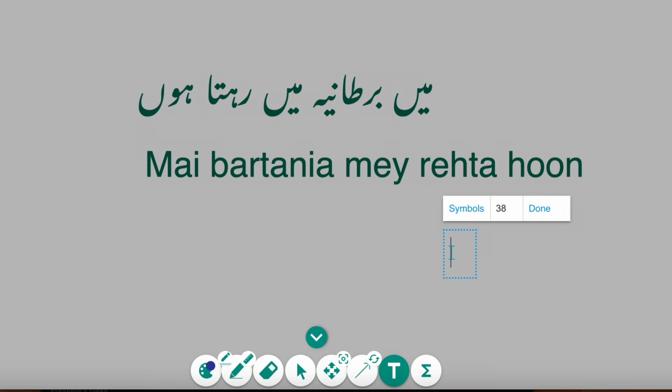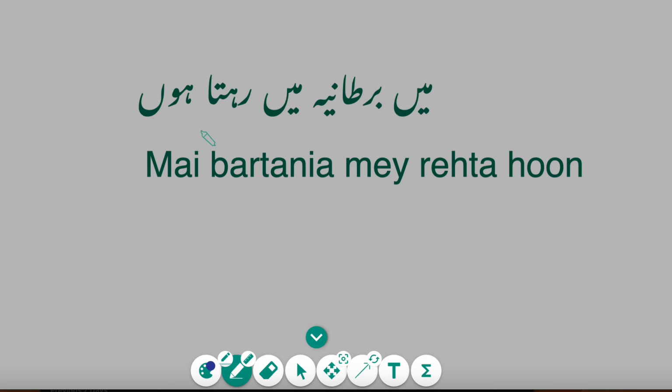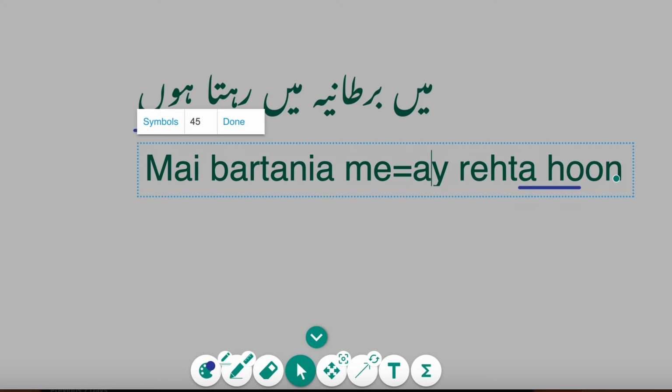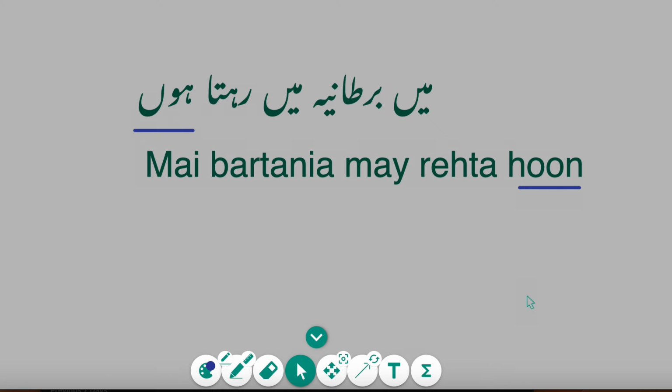Present simple or present habitual. मैं बर्तानिया में रहती हूँ. बर्तानिया is Britain. मैं बर्तानिया में, in Britain, रहती हूँ. And for men, रहता हूँ. मैं बर्तानिया में रहता हूँ.